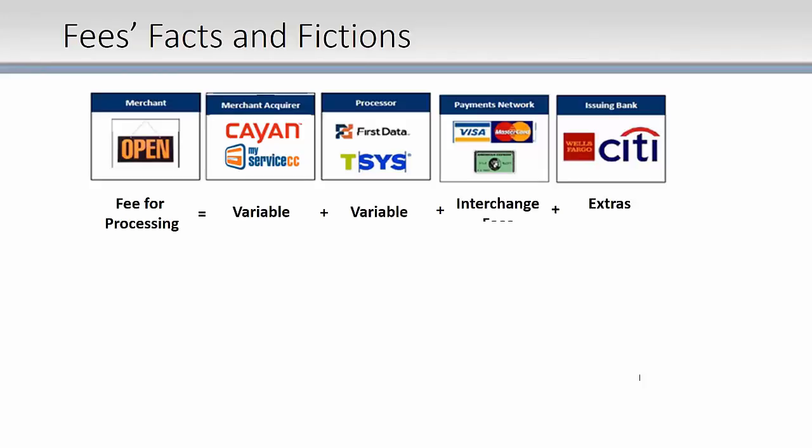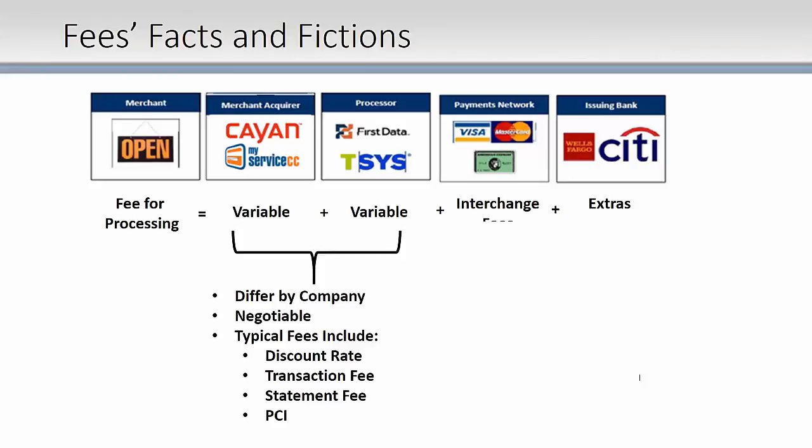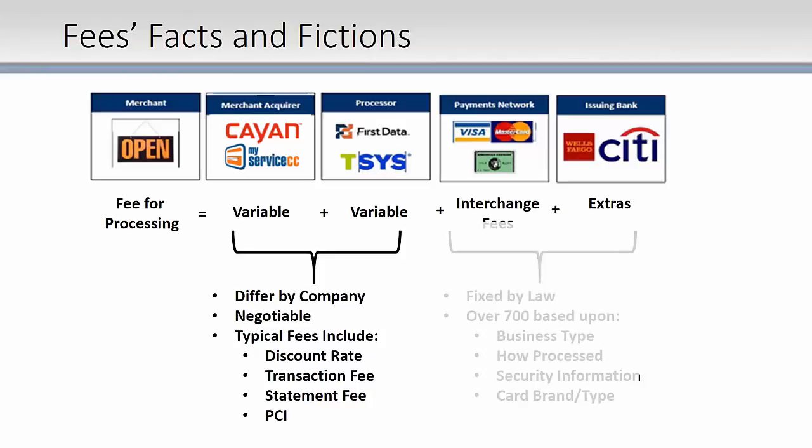Those first. They will differ by company, can in many cases be negotiated, and are generally seen in these kinds of categories. A discount rate, shown as percent of your sale. It may include the bank's portion or be a bank plus a percentage fee, usually described as interchange plus a flat rate. Other fees include a per transaction fee, a monthly statement fee, and sometimes a PCI compliance fee, which is basically insurance against you not being a good steward of your customer information.